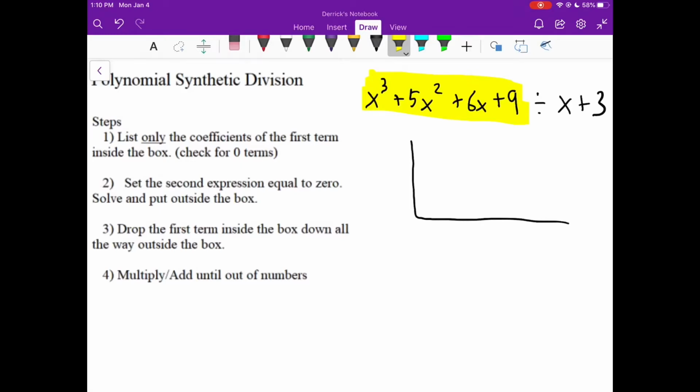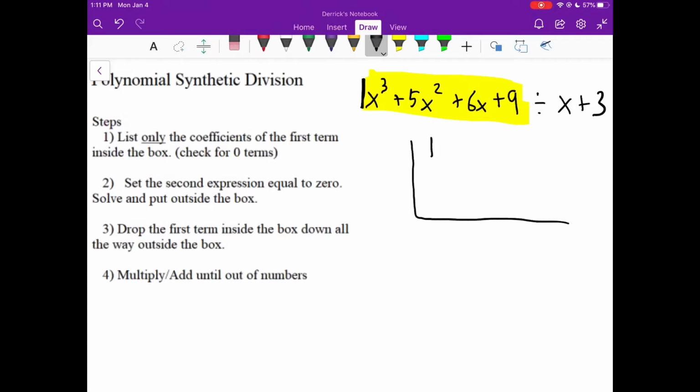Like the directions say, though, we are only going to use the coefficients, meaning for x to the third, we'd ask ourselves, what is the number in front of x to the third? Well, we know if it doesn't show us, then there's really a 1 there, so we'd put a 1. Notice I am leaving space for a second row in this box. You want to leave space for 2 rows of numbers in this box, by the way.